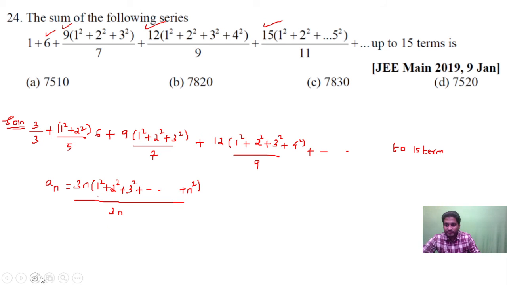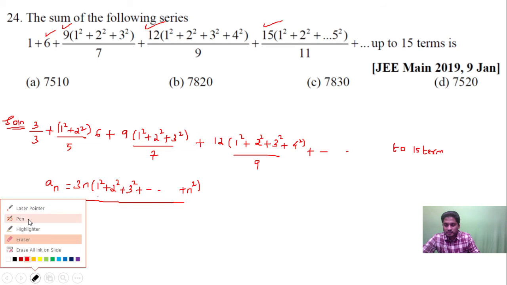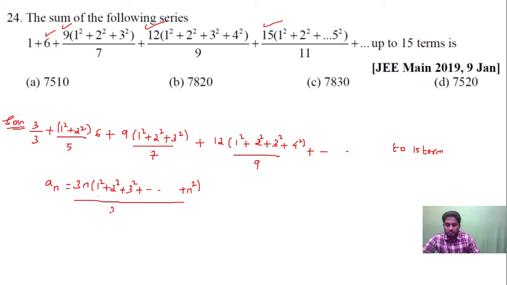Sorry, the denominators will be: first term is 3, second term is 5, 7, 9 and so on. So this is 2n plus 1. You put n equal to 1, you get the first term, n equal to 2, you get the second term, n equal to 3, you get the third term: 3, 5, 7 and so on. The last term will be equal to 2n plus 1 only. Or you use the AP formula.